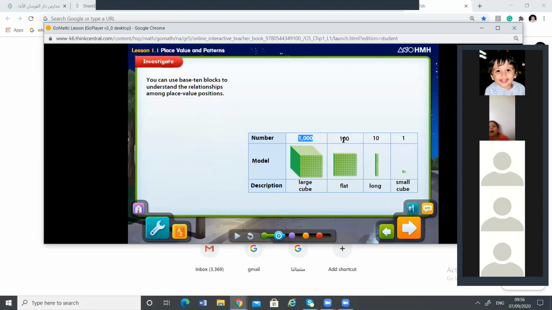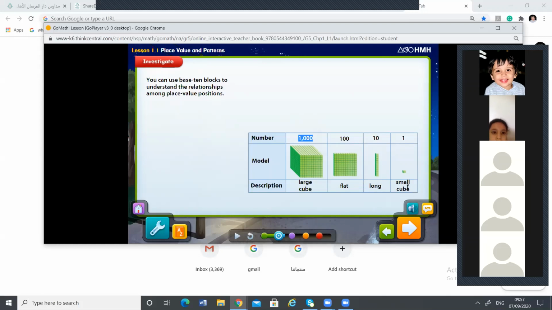And what's the value here? 100. And then a long one, you see it's like 10. If I say 10 long make one flat, 100, then 10 flats together make 1,000. Again, 10 ones make one long. 10 longs make 100. Now this 100, if I make it 10 times, it will become 1,000, okay?